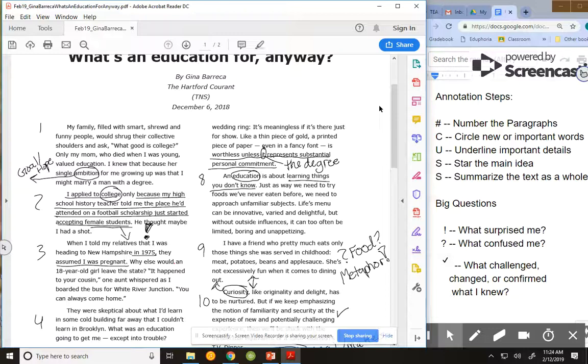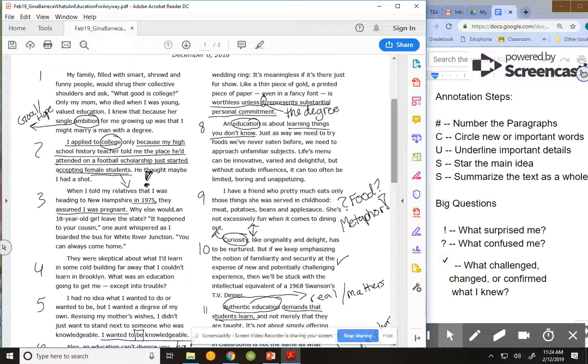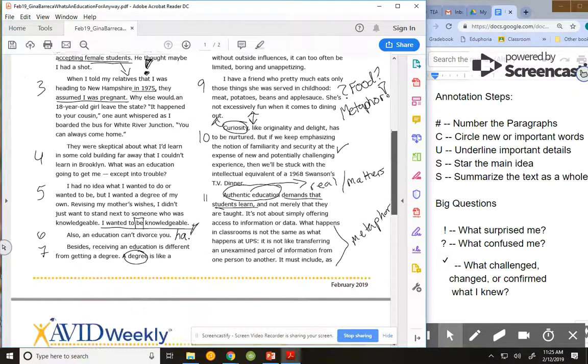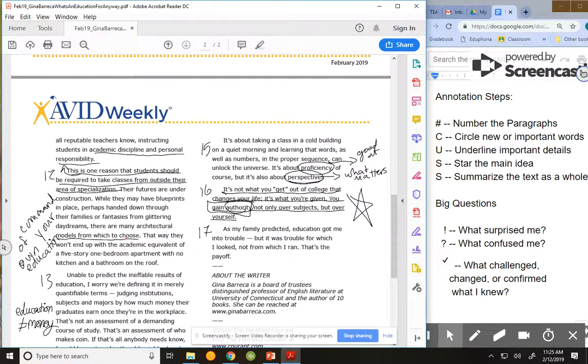Other examples of this we can see in paragraph 7 at the top of the page, where they've underlined something important: worthless, unless it represents substantial personal commitment. But the word it needs to be specified, so they might circle it and write the degree specifically. We see this throughout. There's a lot of words here that are important overall, like proficiency and perspective, that they would need to define in some way, but it can be a short, simple definition.